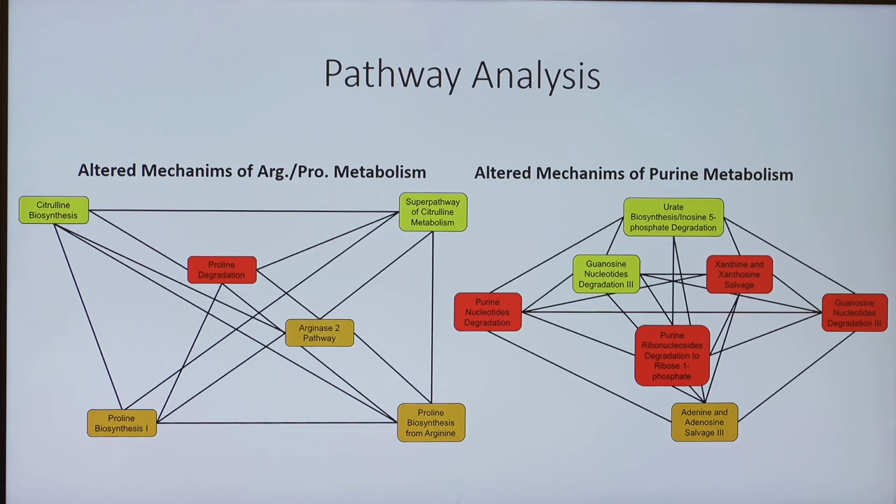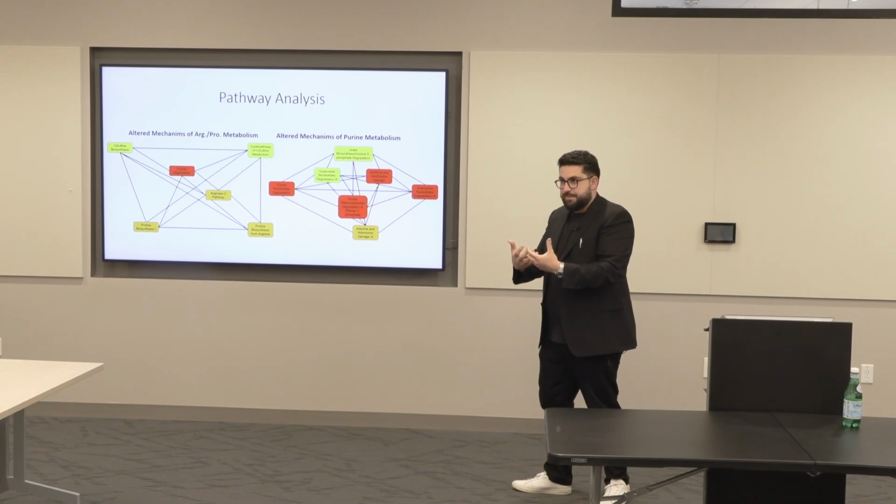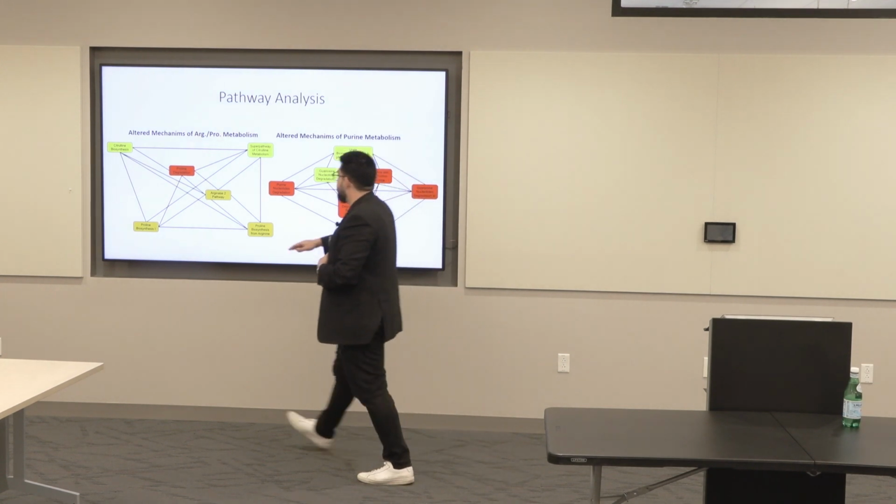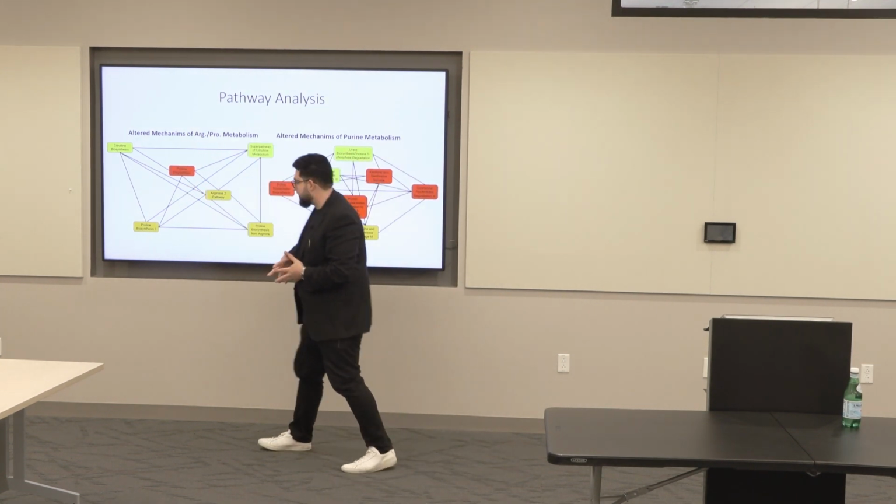So we have the metabolism up top, and this is done with Qiagen software. And we're like, okay, so here's the arginine and proline metabolism. What are the underlying factors in that metabolic pathway that are being affected? So one thing that we saw was proline degradation. This was the immune escape mechanism.